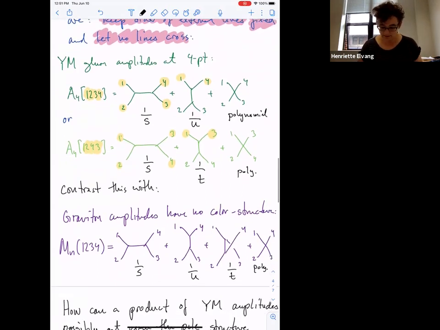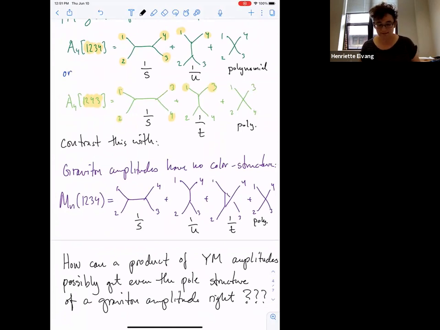Okay. So when you look at this, what you should rightfully ask is, how can it possibly be that when I multiply together two of these color-ordered Yang-Mills amplitudes, I can possibly get something with even the right pole structure as a double copy? In other words, if I multiply together, say, just this amplitude here with that amplitude there, the 1, 2, 3, 4 with the 1, 2, 4, 3, you see I'll double the S pole. That's bad because the graviton amplitude, no local amplitude can have a double pole. But I will generate the T and the U pole.